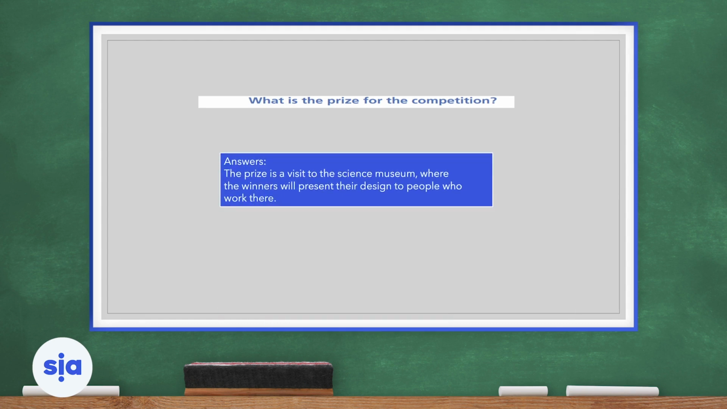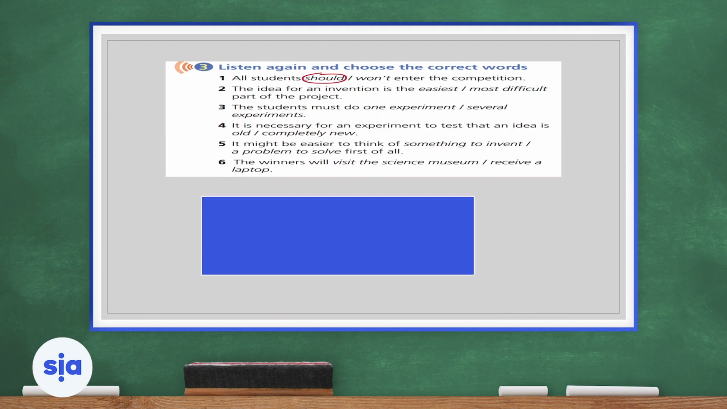Now, let's move on to exercise 3. If you need to listen to the audio one more time, you can rewind and listen one more time before we complete the exercise. Now, all students should or won't enter the competition. Of course, the answer is already done for us. It is should. They are expected to enter the competition.